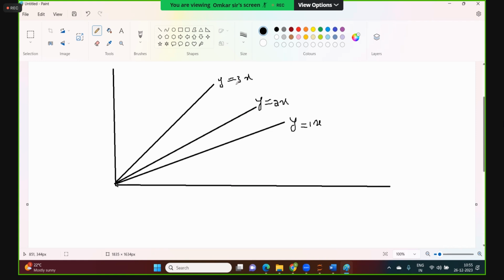Understand that. Now what is the angle of this? Some theta 1. What is the angle of this? Some theta 2. What is the angle of this? Theta 3. When your slope changes, the line rotation will change. Agree with me, everyone? Slope will change, then the rotation of the line will change.